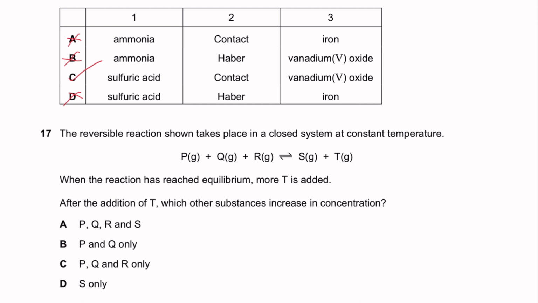The reversible reaction shown takes place in a closed container at constant temperature. When the reaction has reached equilibrium, more T is added. After the addition of T, which other substances increase in concentration? So you add more T. When the concentration of products is increased, to balance out, you will increase the concentration of all the reactants. So you have P, Q, and R as reactants, so it will be C.